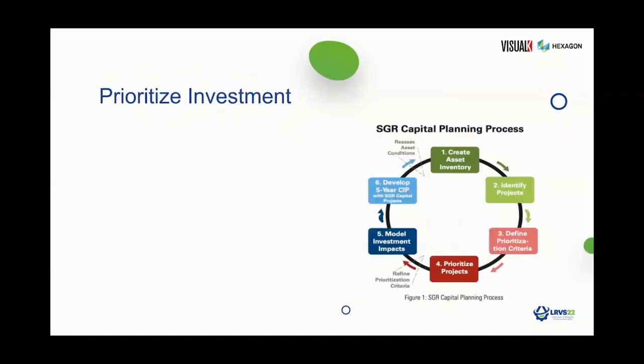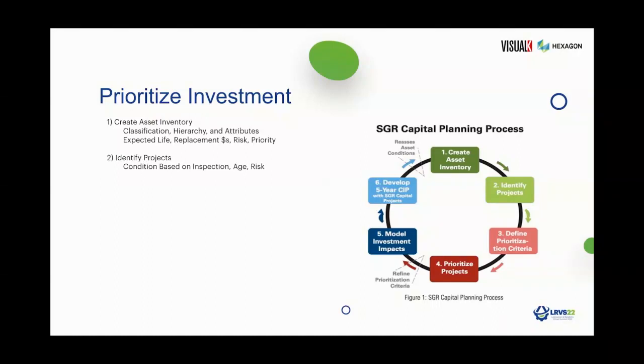Now, the other thing is, how do you prioritize your investments, right? So, what we look at is, under a state of good repair, a capital planning process. So, for example, first one, and I've mentioned this several times now, right? Create an asset inventory, classify it, create a hierarchy, put in the attributes, the expected life, replacement cost, risk, priority. These are the elements, right?